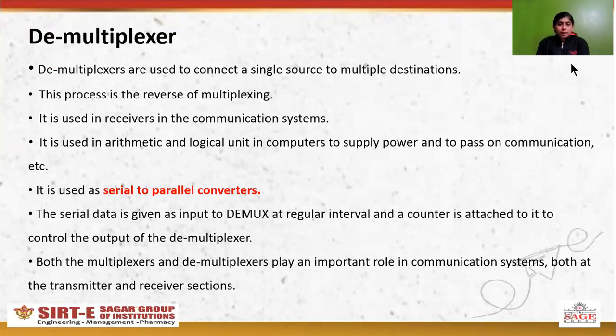Both multiplexers and demultiplexers play an important role in communication systems, at the transmitter as well as the receiver sections. This is all about the time division multiplexing technique. Here, the single channel will carry only digital data. It is divided into two parts, synchronous and asynchronous. The time slots are symmetrical in synchronous, and in asynchronous the time slots are not fixed. Thank you.